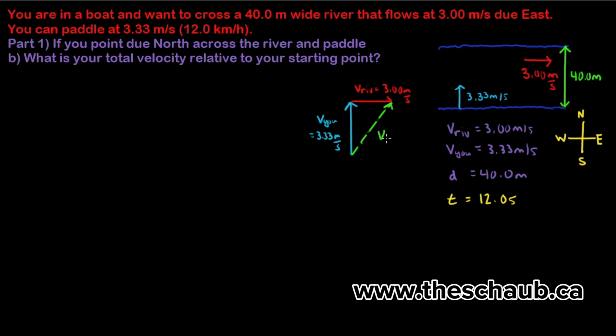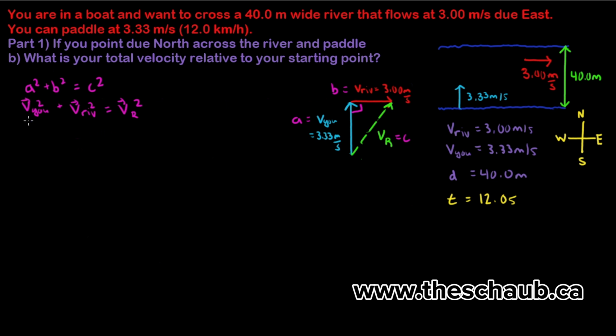So we'll call this VR. This is a right triangle, so we can use the Pythagorean theorem to solve for VR. So we can write it up here. A squared plus b squared is equal to c squared. We can call our VU, our A, our V river, B, and our V resultant C. So this gives us an equation of VU squared plus V river squared is equal to the velocity resultant squared.